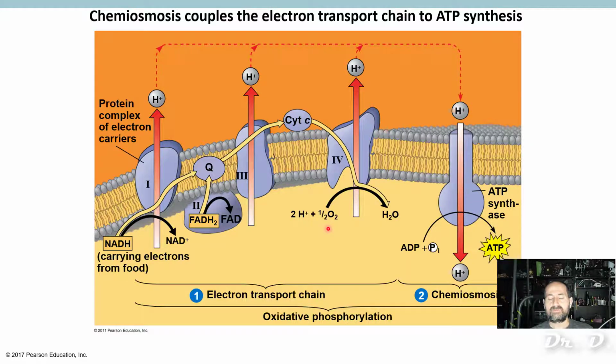So this must be what process? This must be aerobic cellular respiration. Remember, if we had anaerobic cellular respiration, what would be the only difference? We already covered this. That's right. There would be a different molecule here to pick up the electrons at the end of the electron transport chain. So if it wasn't oxygen that was picking up these electrons, that would be called anaerobic cellular respiration. But because it is oxygen picking up these electrons, that is aerobic cellular respiration.